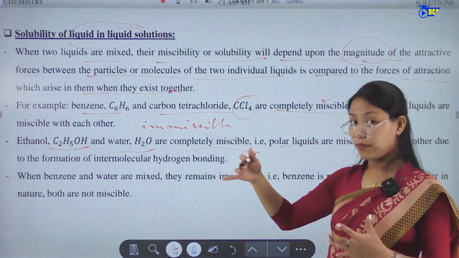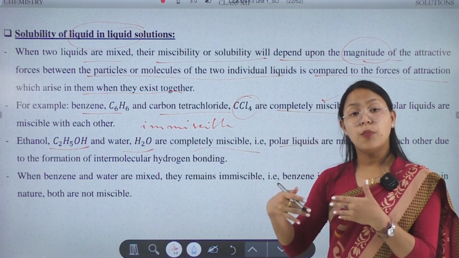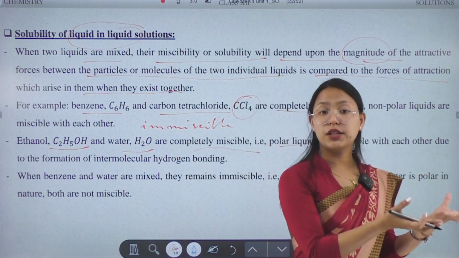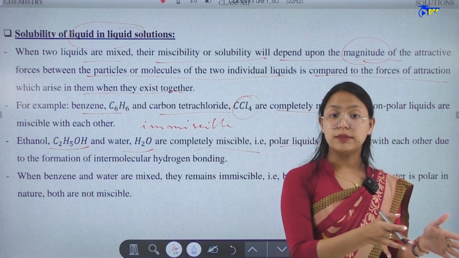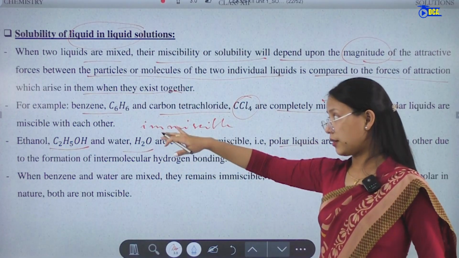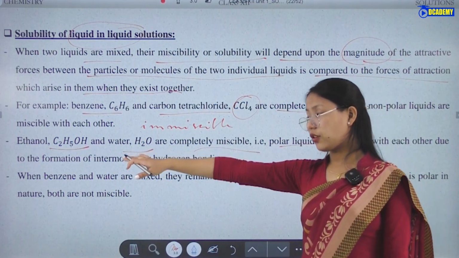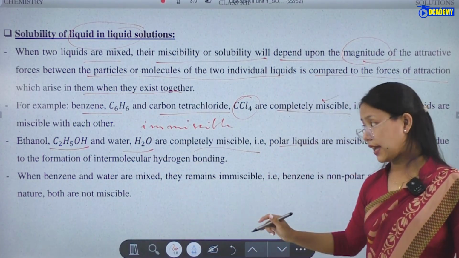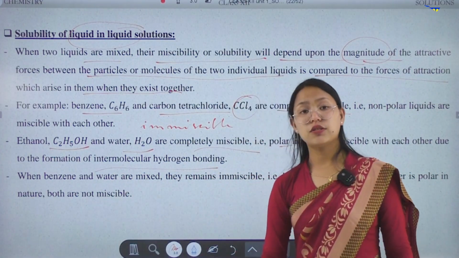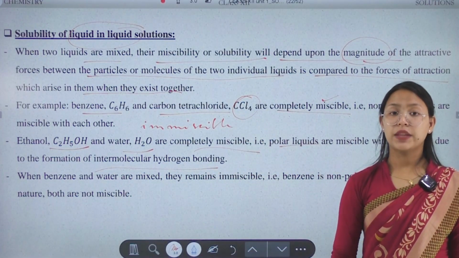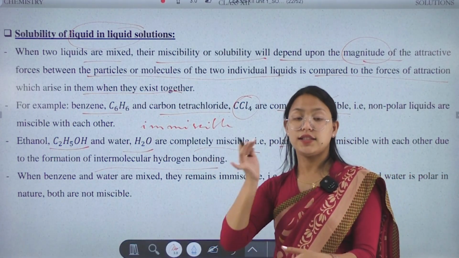Liquids are miscible when they are alike. For example, polar liquids mix with polar liquids, and non-polar liquids mix with non-polar liquids. Benzene and carbon tetrachloride are miscible, and ethanol and water are miscible, because they are polar. Polar molecules form intermolecular hydrogen bonding. When intermolecular hydrogen bonding forms, it is soluble in water.